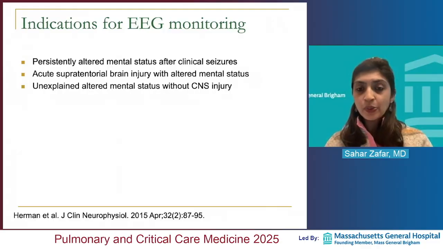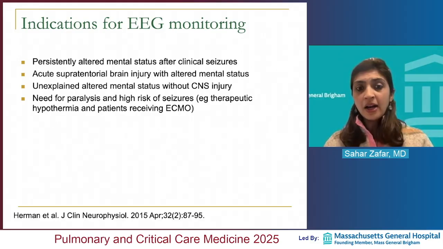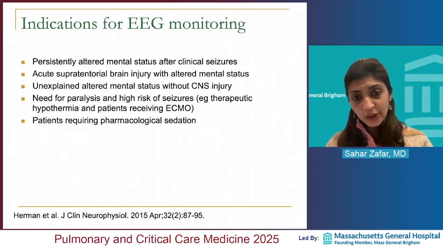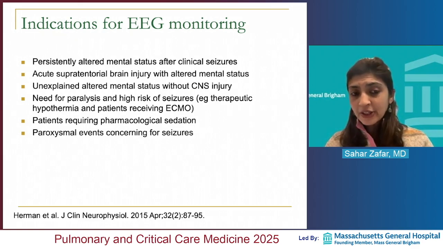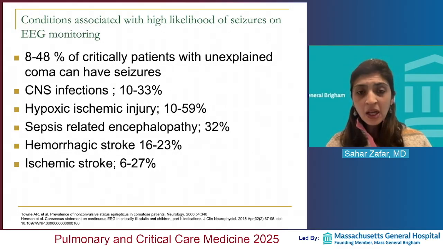Unexplained altered mental status without CNS injury, patients that are at high risk for seizures but need paralysis. So, for instance, ECMO patients, patients that require pharmacologic sedation, using EEG monitoring to guide sedation in those cases, particularly refractory ICP or status epilepticus patients, and those that have paroxysmal events that we're trying to rule out seizures. And then finally, for prognostication, particularly in anoxic brain injury patients, we often use EEG for prognostication.